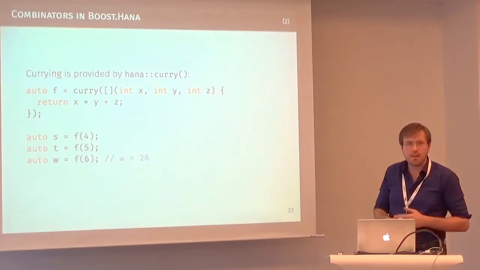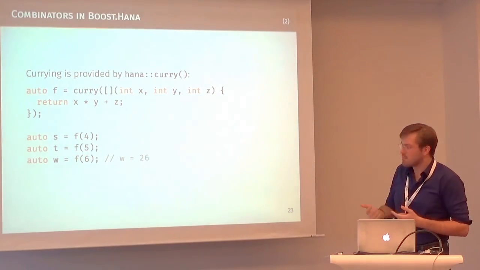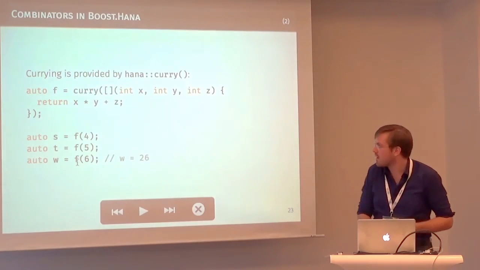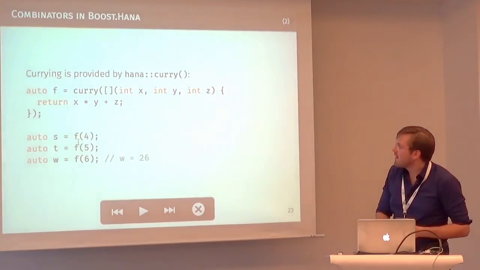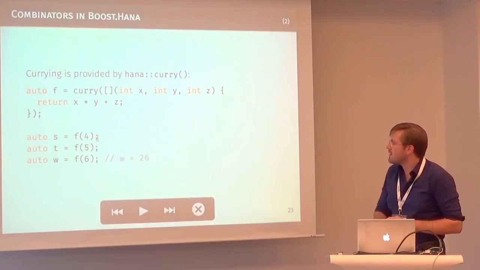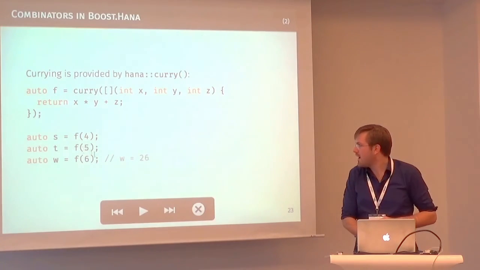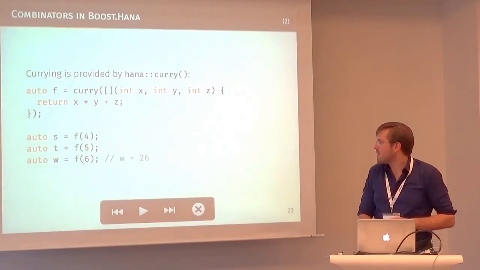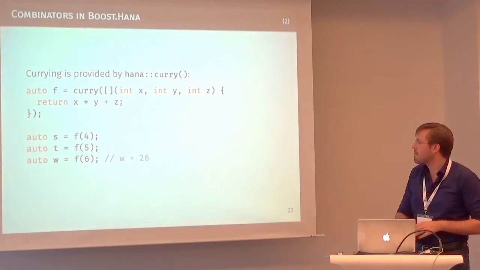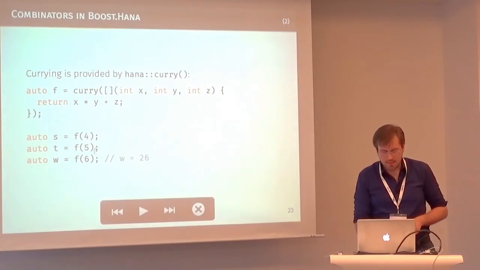I call it with the first argument, and the result is, this is a mistake, sorry, F, S, and T. I can call F with 4, then the result can be called with 5, and then T can be called with 6, and at the end I'll get the result. Mind the mistakes here, okay.